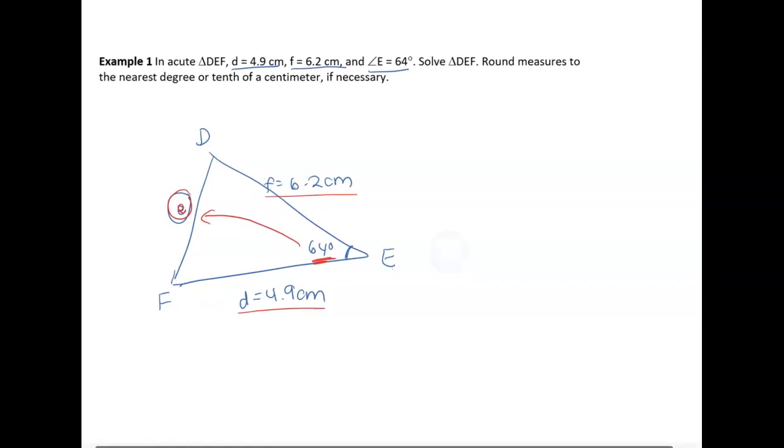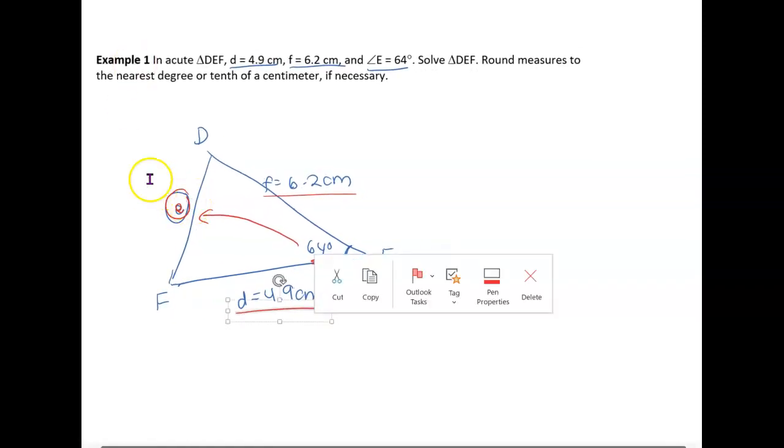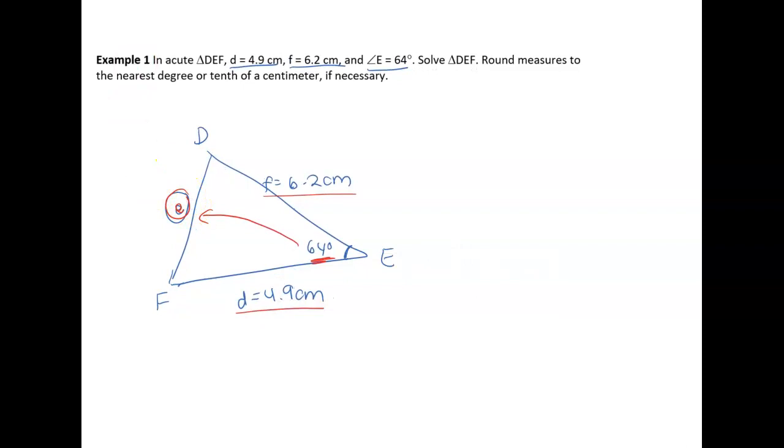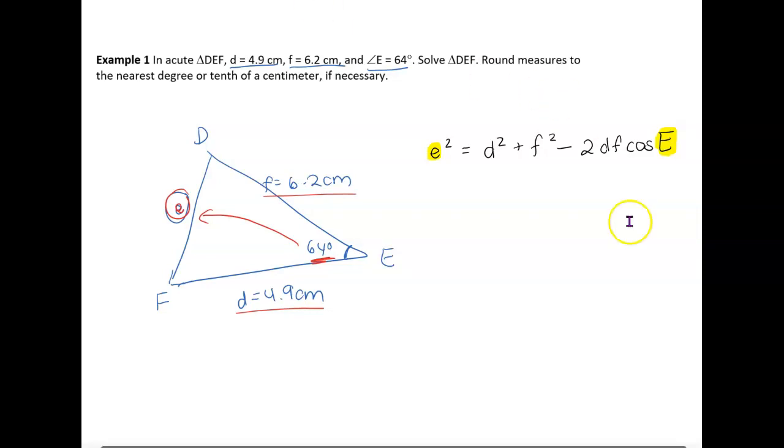So I'm going to rewrite the cosine law using E on the left side. So E squared equals D squared plus F squared minus 2DF, so times D times F, times the cos of the angle E. Remember, these two must match. The side length I want, I must know the angle across from it.